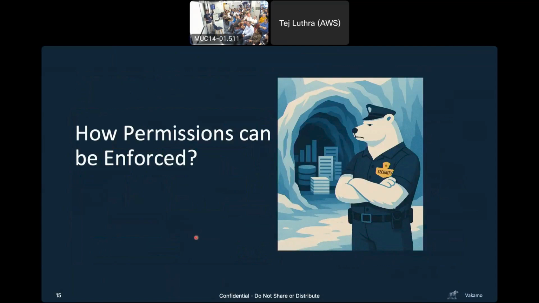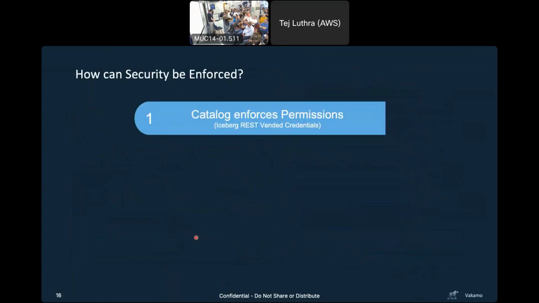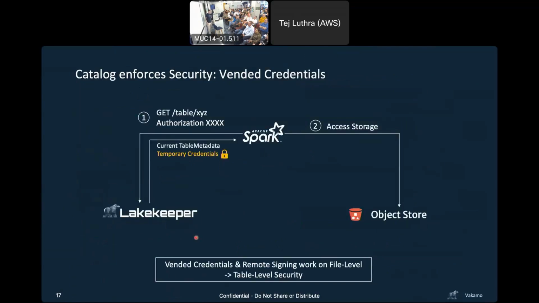But if nobody actually enforces our permissions, we have a problem. So let's enforce our permissions. The first place where we can enforce permissions is in the catalog itself. Luckily, as part of the Iceberg REST specification, we have a concept called vended credentials. And it works roughly like this.